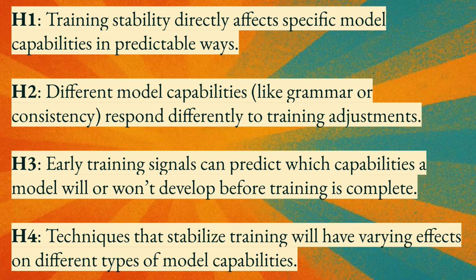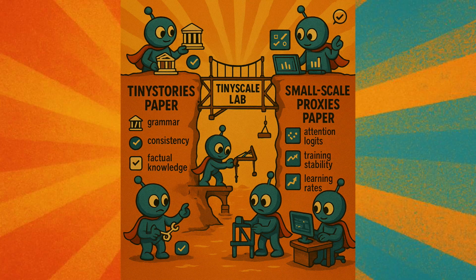Hypothesis 3 is that early training signals can predict which capabilities a model will or won't develop before training is complete. And finally, hypothesis 4 is that techniques that stabilize training will have varying effects on different types of model capabilities. I've kept these general at a high level because I really don't know what I'm going to learn, but I do have a sense, based on the TinyStories and small-scale proxies papers, that there is something around these 4 elements that I'm going to experience, and I expect to see some relationships. And that's really what this work is about.